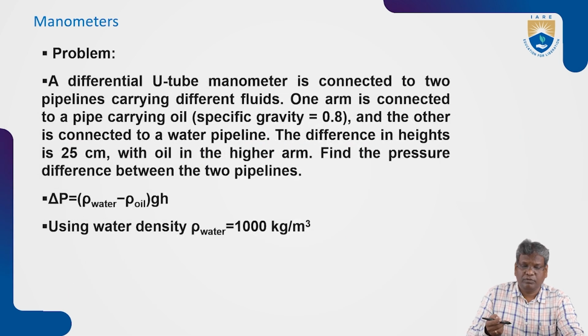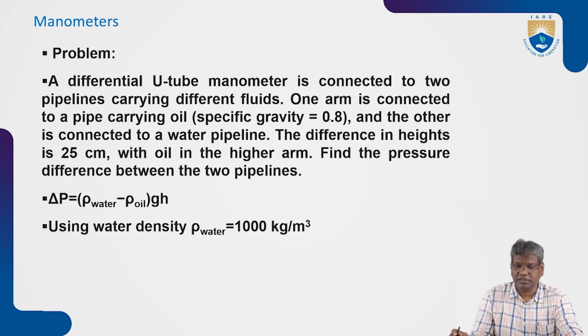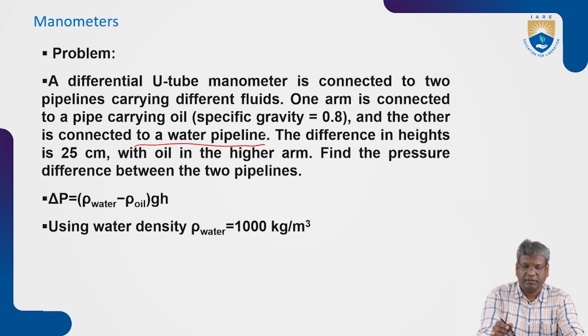Then the other problem on the differential U-tube manometer. A differential U-tube manometer is connected to two pipelines carrying different fluids. One arm is connected to a pipe carrying oil of specific gravity 0.8 and the other is connected to the water pipeline. The difference in heights is 25 centimeters with oil in the higher arm. Find the pressure difference between the two pipelines.